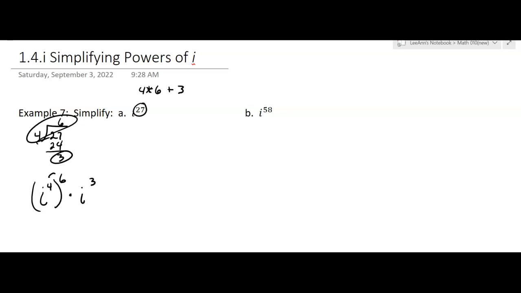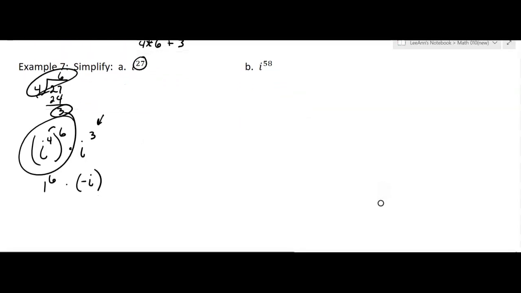So what I really want is just the remainder. I don't even care about the 4 times 6 because all of this is just going to be 1. It's 1 to the 6th, which is just 1. And then i cubed, well, that I need my i chart for, but it's negative i. Okay. So final answer here, this is just 1. Final answer is negative i.